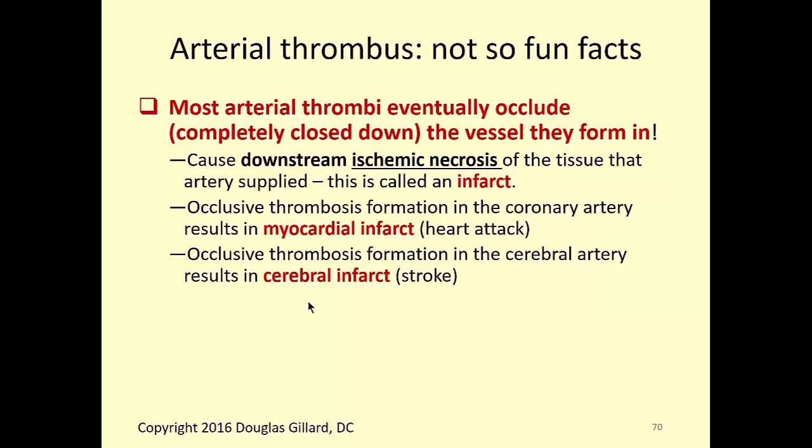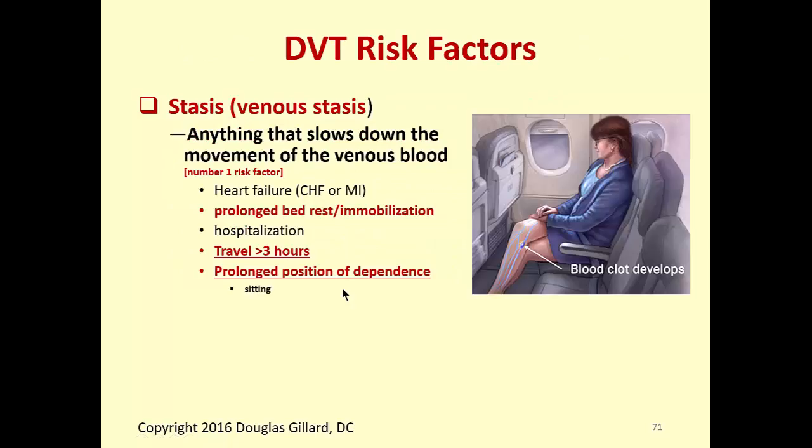Most arterial thrombi eventually occlude and completely close down the vessels they form in, and that's a bad thing. They can cause downstream ischemia, right? And the tissue can die. If that happens in the myocardium, that's a bad thing. If it happens in the coronary artery, you get a heart attack. Whatever tissue of the heart that part of the coronary artery fed is now dead. And same thing if it goes into the brain, any part of the brain tissue that cerebral artery fed is now dead. Not a good thing.